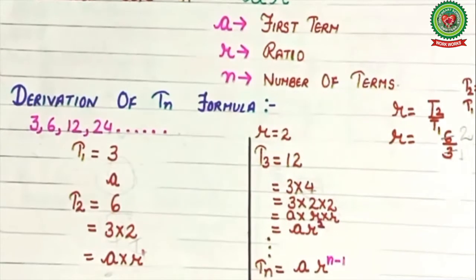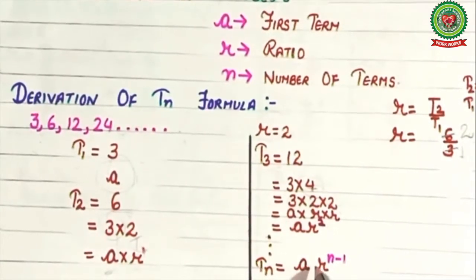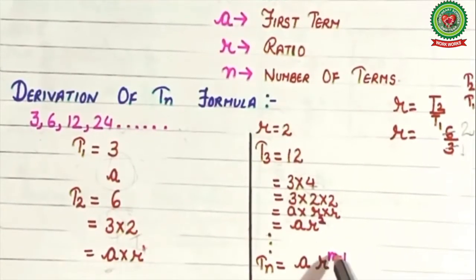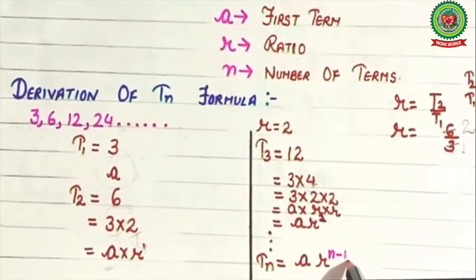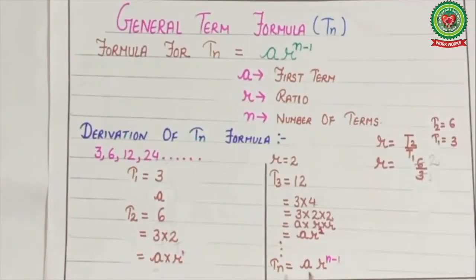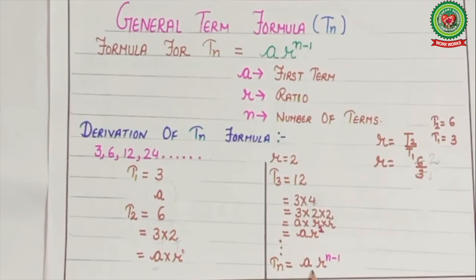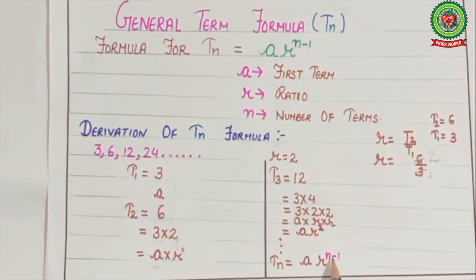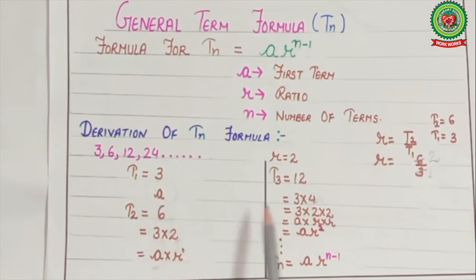So Tn is equal to A R raised to n minus 1. Now Tn is equal to A R raised to n minus 1. Why R raised to power n minus 1? Because in T1 there is no R. So one R is less here. So write A R raised to power n minus 1.